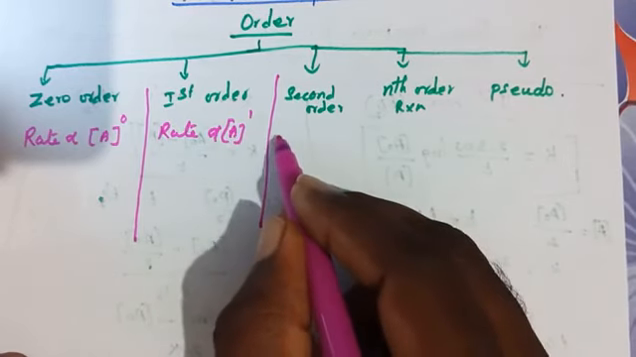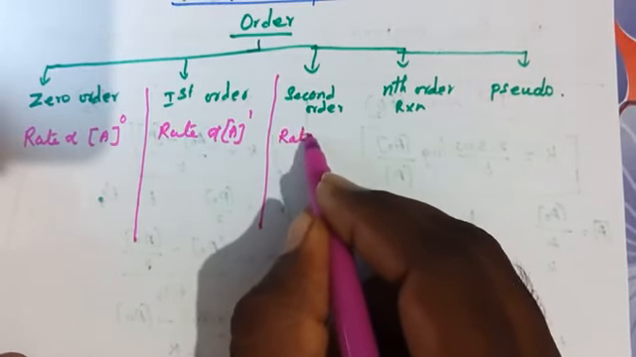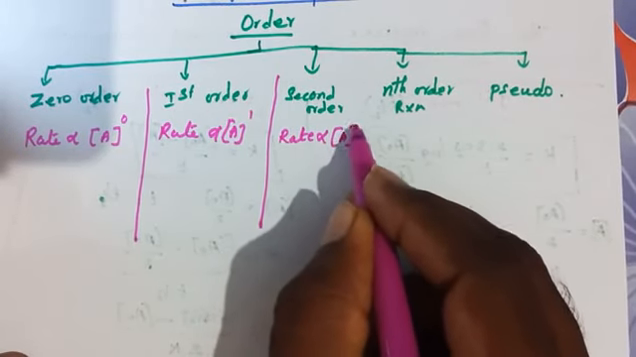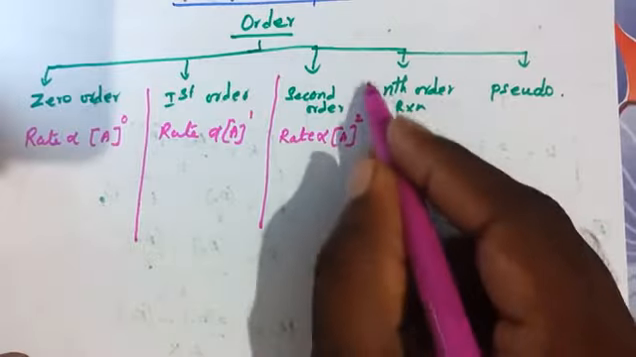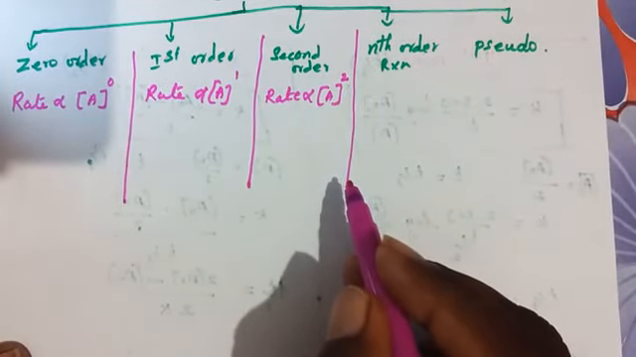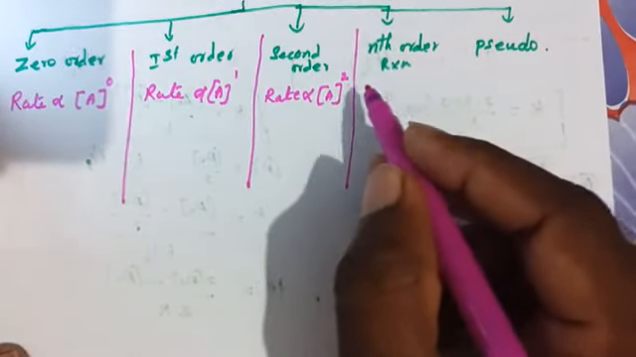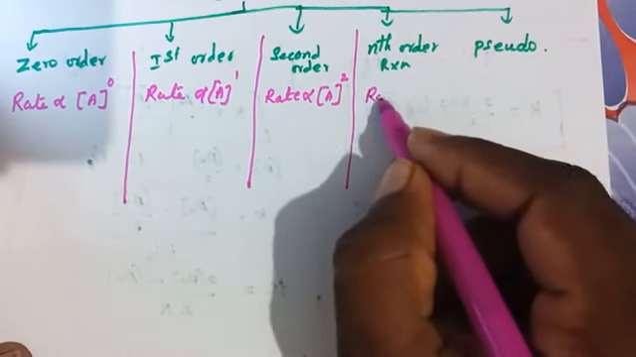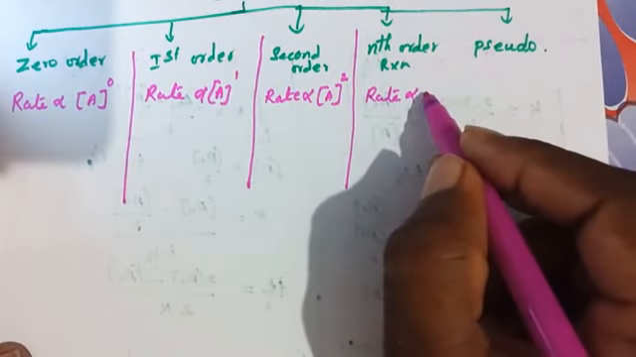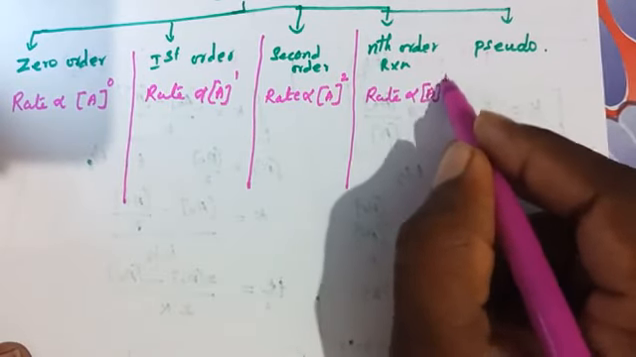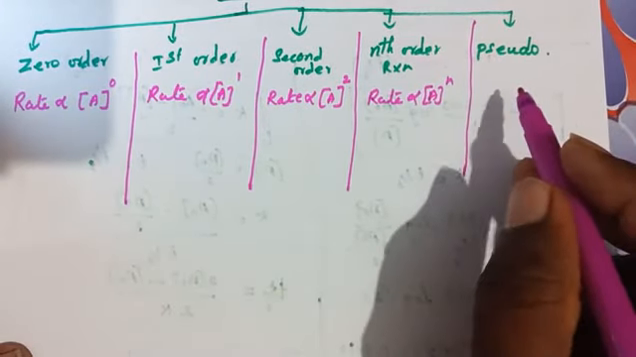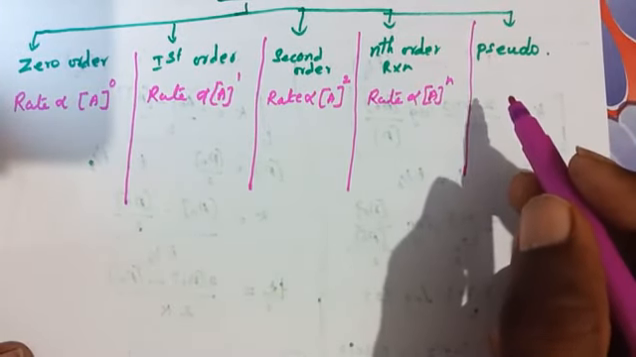In the same way, for second order, the rate of reaction is directly proportional to concentration to the power 2. If the power term present is 2, it is called a second order reaction. The same way, if the rate of reaction is directly proportional to concentration A to the power of n, it is called an nth order reaction. Pseudo order we'll discuss deeply later.